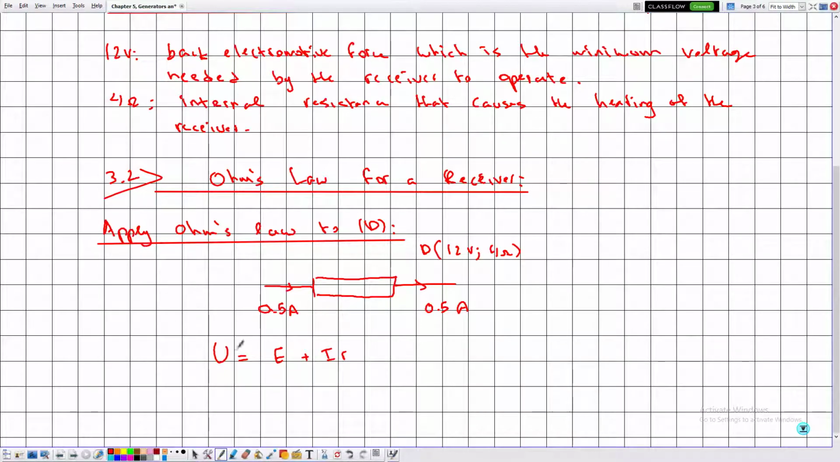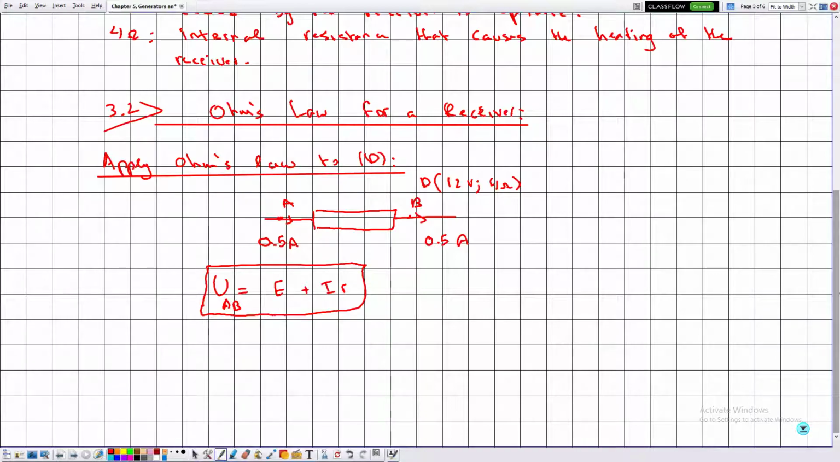And notice that here I didn't label any points. So let me say that this is the point A and this is the point B. And in order for this voltage to be positive, we need to move in the direction of the current. So in this case, this is UAB, exactly similar to the case of the resistor. So actually the resistor is a receiver, but with no back electromotive force.